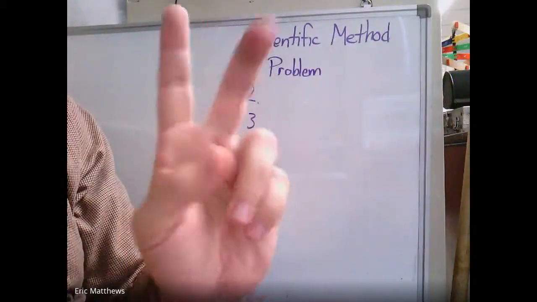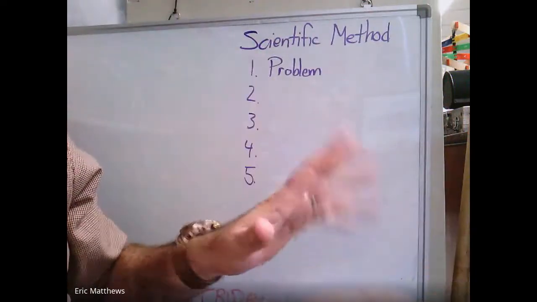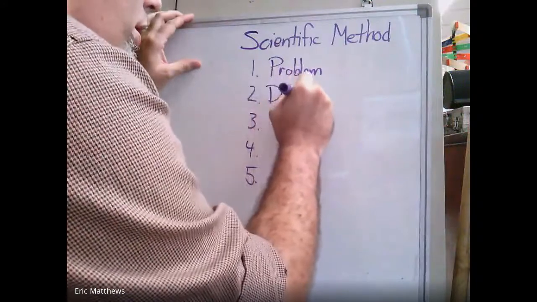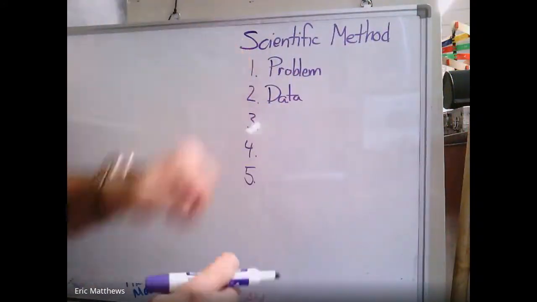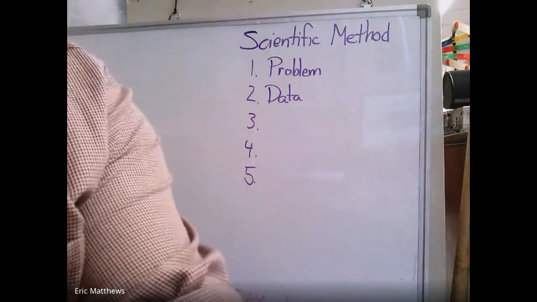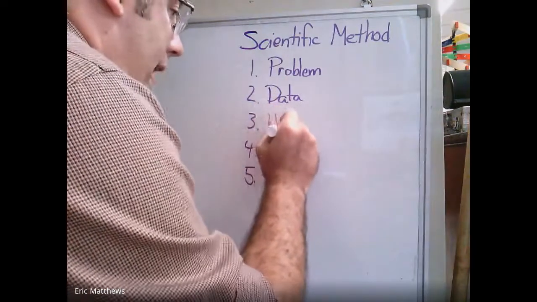Then, step 2, now we're going to gather our data. Anything else that we could find, anything else that we already know about that problem. Number 3, we're going to form our hypothesis.